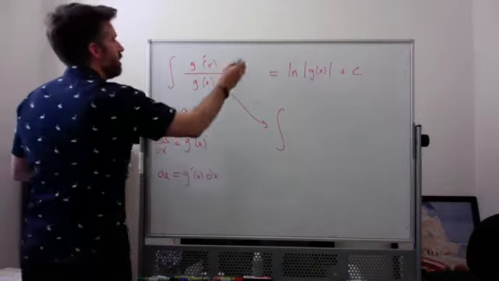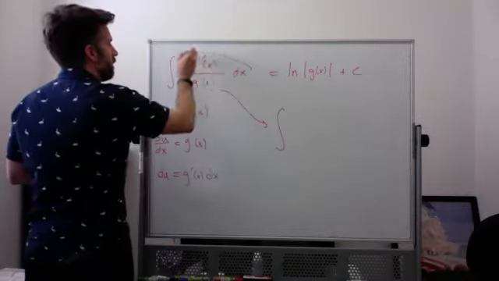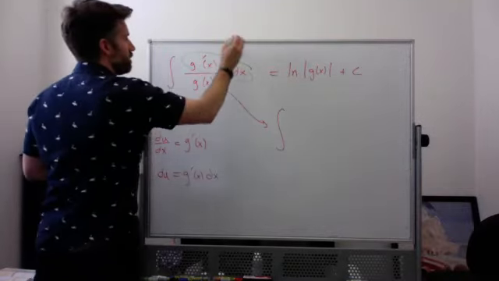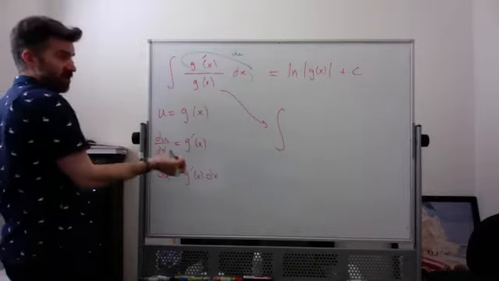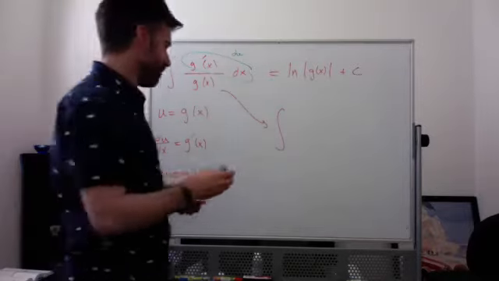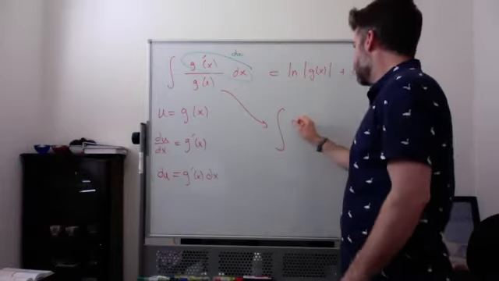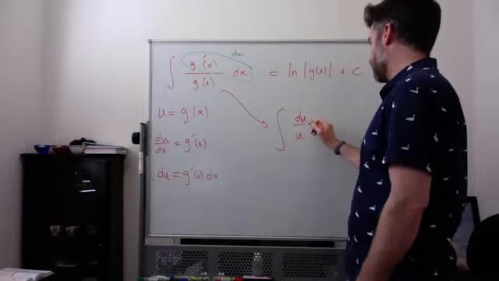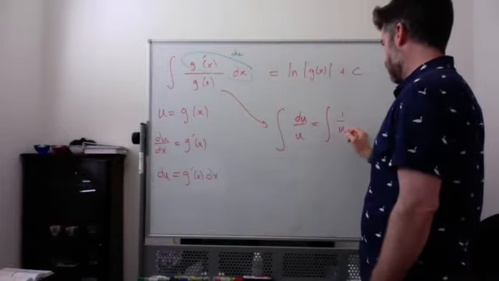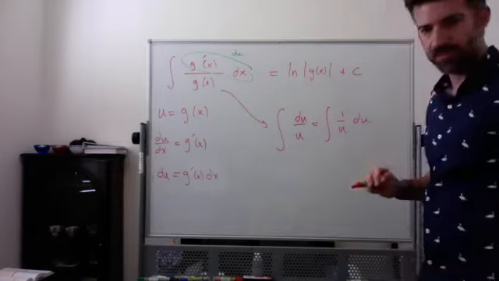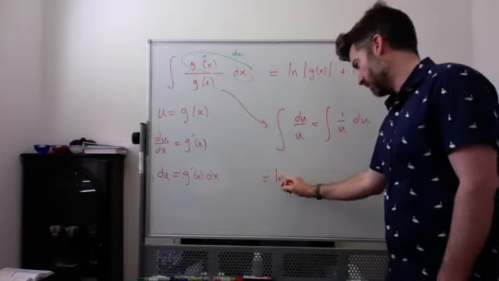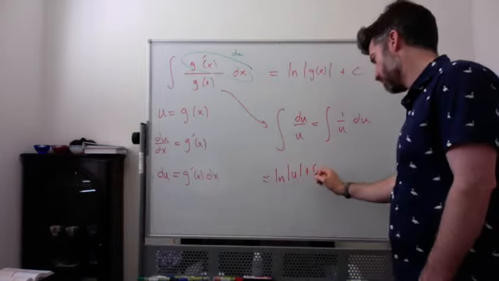So then that's going to be du. The denominator is just u. So look, we're back where we were with the previous problem. This just becomes the integral of du over u, or 1 over u du. And we know how to do that. That's just the natural log of the absolute value of u.